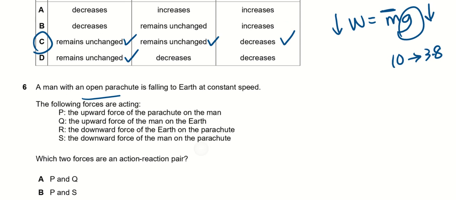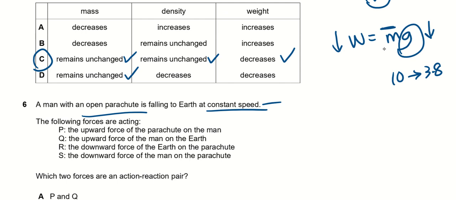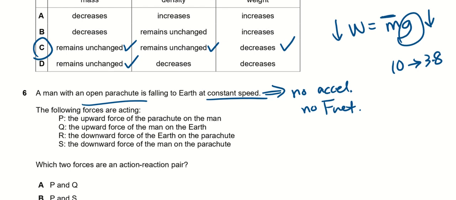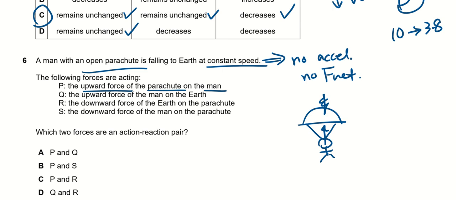Okay, a man with an open parachute is falling to earth at constant speed. Constant speed means no acceleration. That means no F net. Okay, now the following forces are acting. P is the upward force of the parachute on man, that means this is parachute. Okay, and this parachute is exerting a force on the man. That means the man is exerting a force, downward force on the parachute. Okay, because I think we are doing action reaction pair, right? Remember, A on B, it must be B on A. Okay, equal and opposite on opposite bodies.